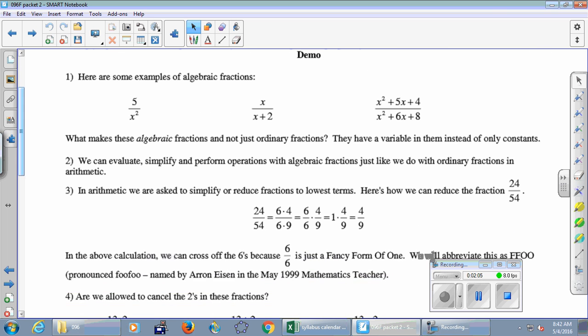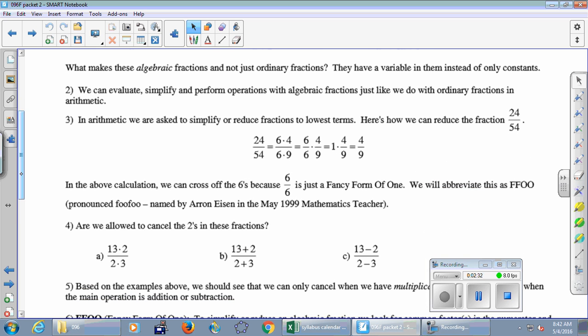Here are some examples of algebraic fractions. What's different about these fractions from the normal fractions you have a lot of experience with? They have variables in them. That's all, right? And so at number 2 here, it says we're going to evaluate these fractions and we're going to simplify them and we're going to perform the operations of multiplication and division and addition, subtraction, just like we do with ordinary fractions involving only numbers. But of course, the difficulty is ramped up because there are variables in play here.